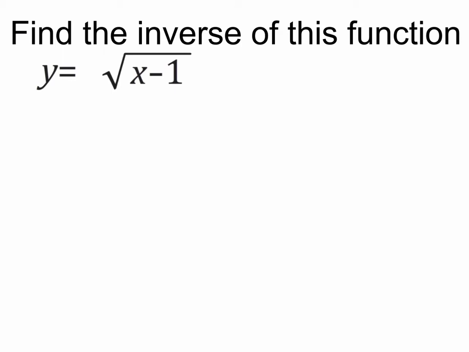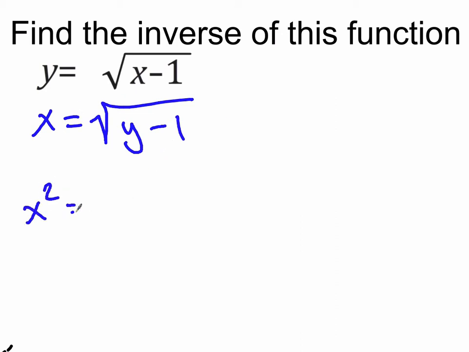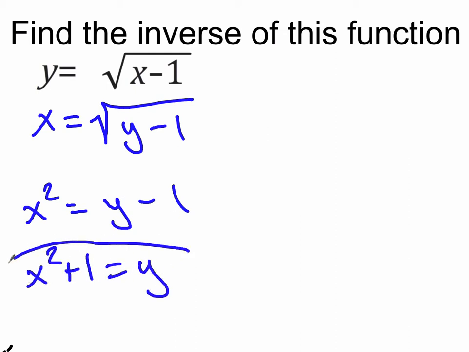All right, so let's find the inverse of this function. So again, we're going to switch the x and the y values. I'll do it in blue. So I'm going to say x is equal to the square root of y minus 1. Now I'm going to square both sides, and I'll get x squared is equal to y minus 1. And I'm going to add 1 to both sides, and I get x squared plus 1 is equal to y. This is the inverse of this function.